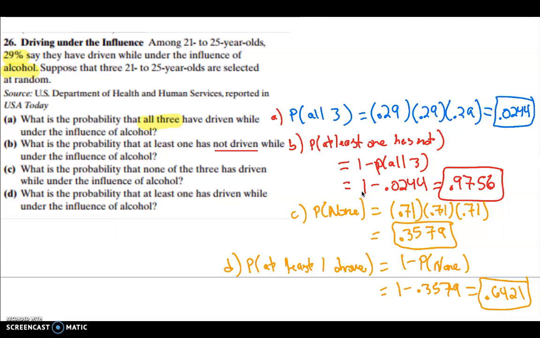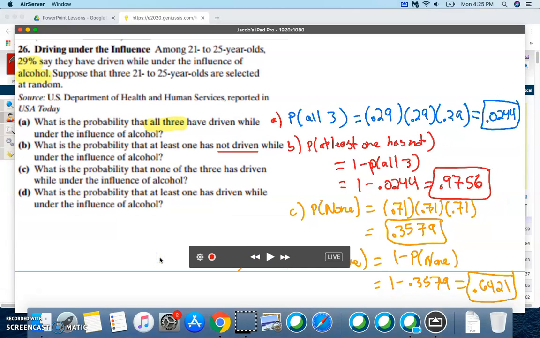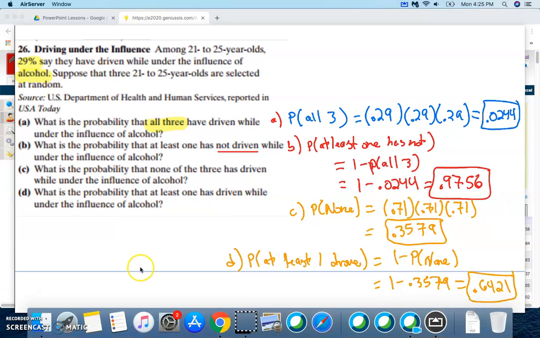So that's a look at, again, hopefully we can all agree that if you randomly select 3 people out of any group, any person 21 to 25, there's high likelihood that they are independent from one another. And if you have any questions, let me know and we'll continue on to part 2.